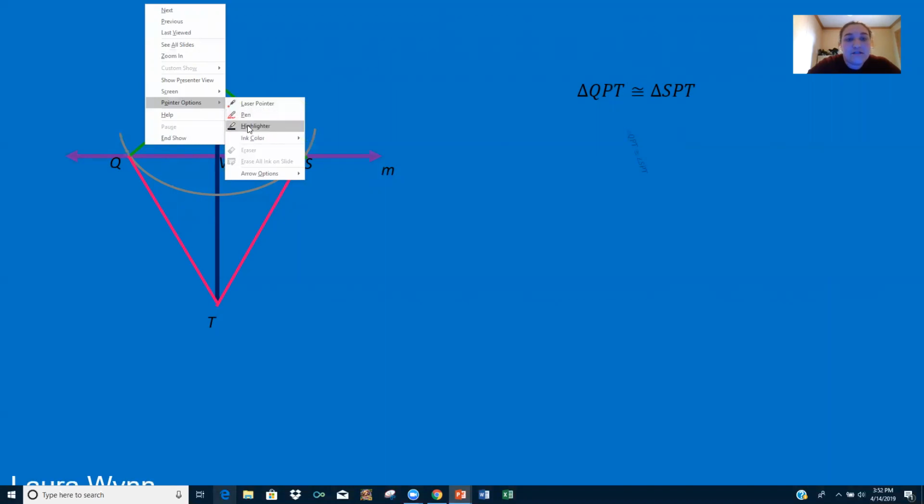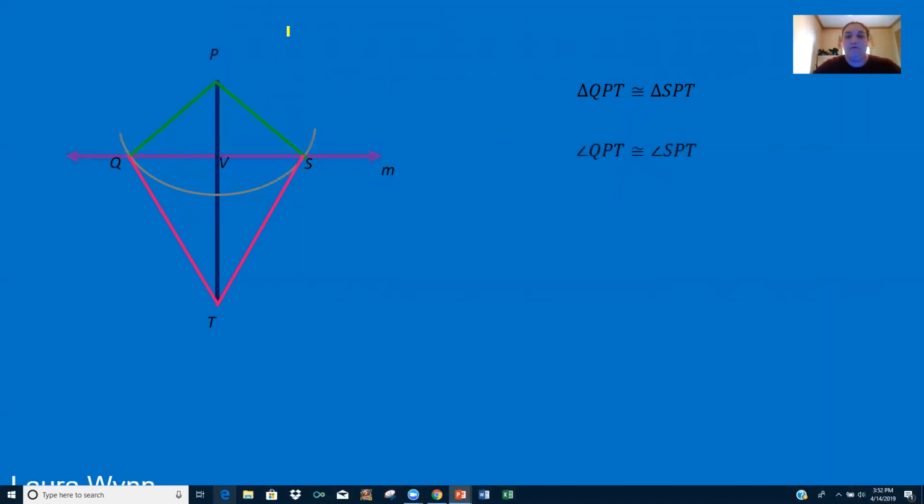Okay, let's use my little highlighter here. Okay, so our triangle, we're going to do Q, P, T. So this whole thing right here, right? Let's color it in a little bit. Okay, this triangle is congruent to this one, SPT. Okay, y'all are getting the drift, right?